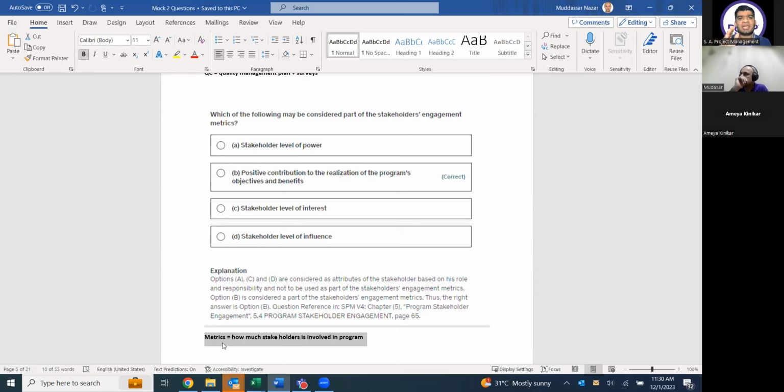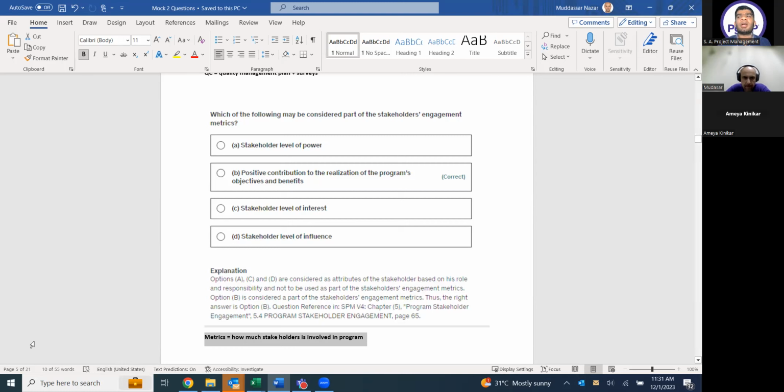Yes. So he has high power, high interest, and the highest influence in the national assembly, but his engagement metric is very low. Why? Because his positive contribution to the realization of benefits is very little. He's not engaged in that assembly. Understand? The persons who come in daily will tell me the engagement criteria, the engagement metrics, and that will come from the positive contributions to the realization of the benefits. So he is correct here. These others are attributes.